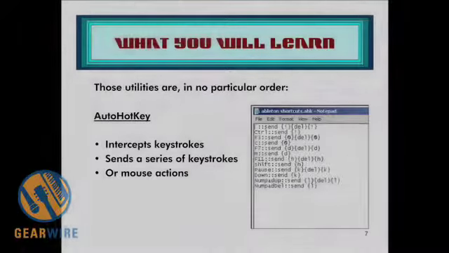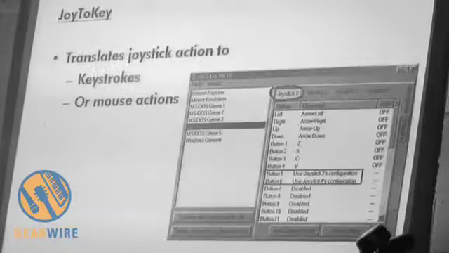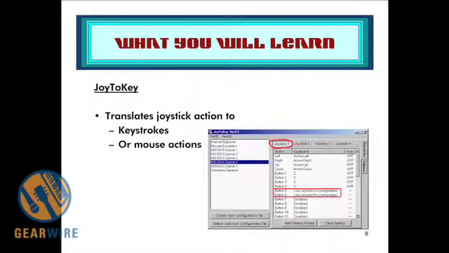All right, so these utilities are, in case you want to go back later and try and set up a similar thing, a scripting utility called AutoHotkey. It intercepts keystrokes that you send from the keyboard and converts that into a series of keystrokes or mouse actions. You'll see how this gets used later, but it's nice that you can turn a single action into a series of actions. Then we have a utility called joy2key, which translates joystick action to keystrokes or mouse actions.